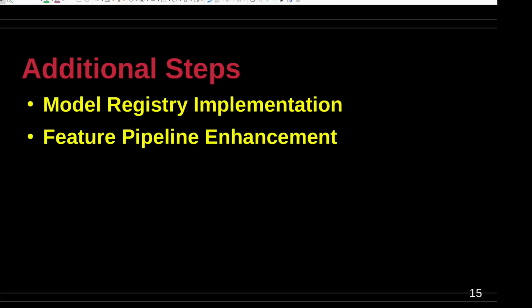To fully productionize the system, two final steps are recommended. The current pipeline is functional, but to move it to a truly production-grade environment, we must address these architectural enhancements. These are model registry implementation and feature pipeline enhancement.